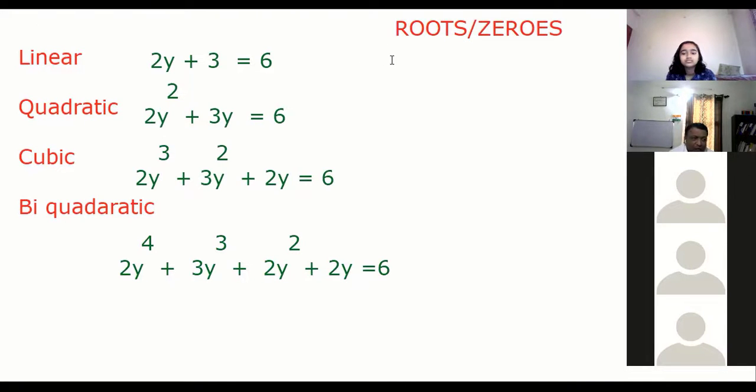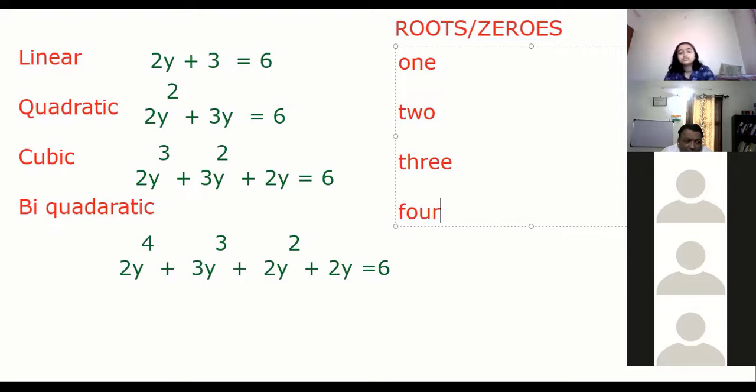So, number of roots is 1, number of roots are 2, number of roots are 3, number of roots are 4. There is one root, I should write it like this, so that it is not about digit 2. So, every quadratic will have 2 roots if it is solvable. Every cubic will have 3 roots. Every biquadratic will have 4 roots.